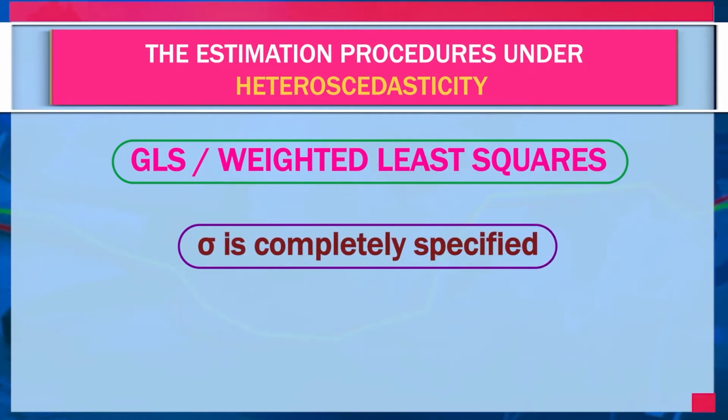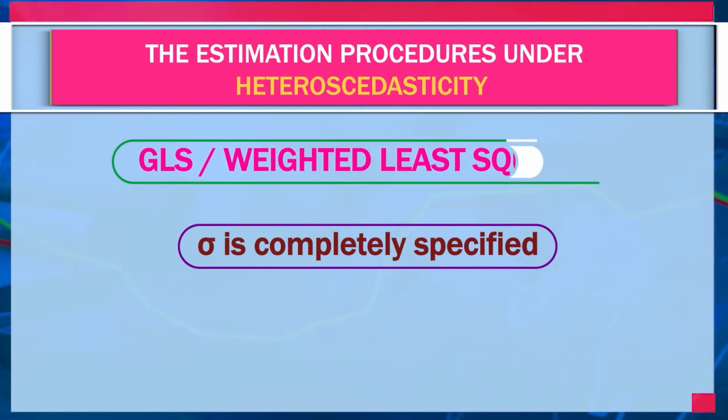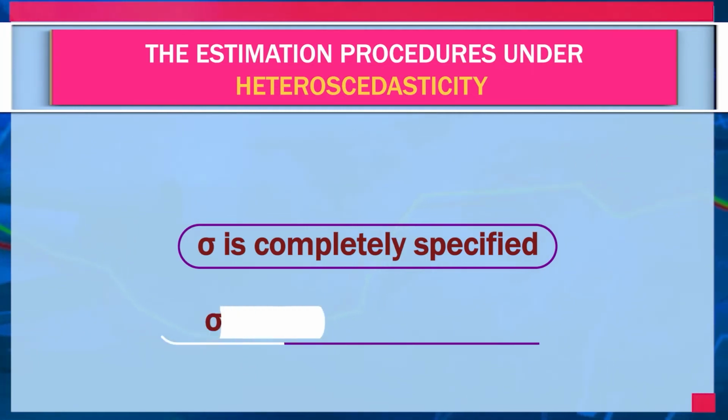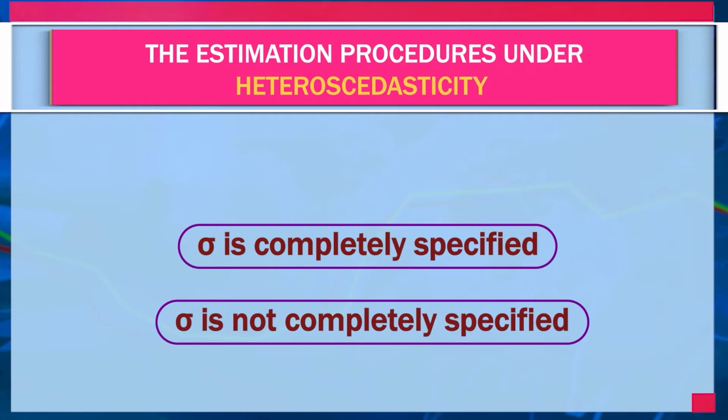It is basically done under two definite cases. When sigma is completely specified, that is, we are aware of the origin of the problem and which variable is responsible for it, we can go for a correct diagnostic mechanism. So we can have a correct diagnosis of the problem if it is known, or if the problem is unknown, how can the diagnosis also be done?